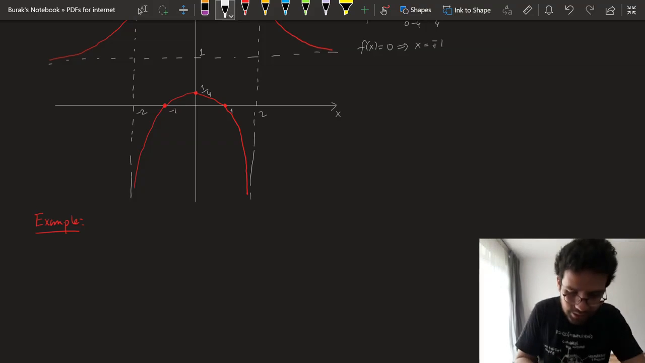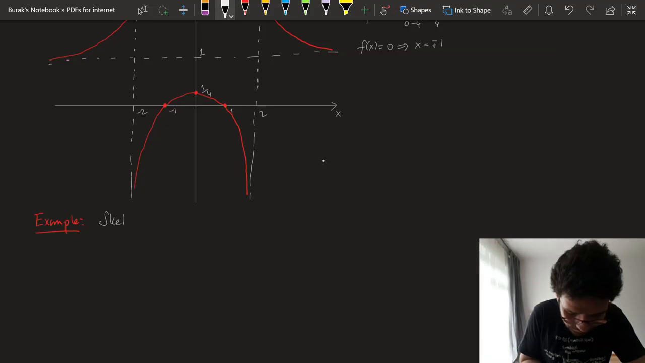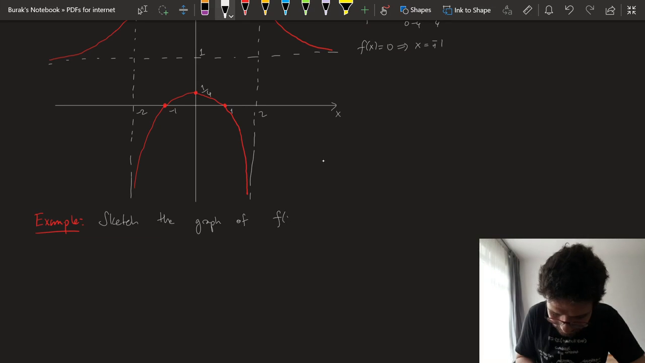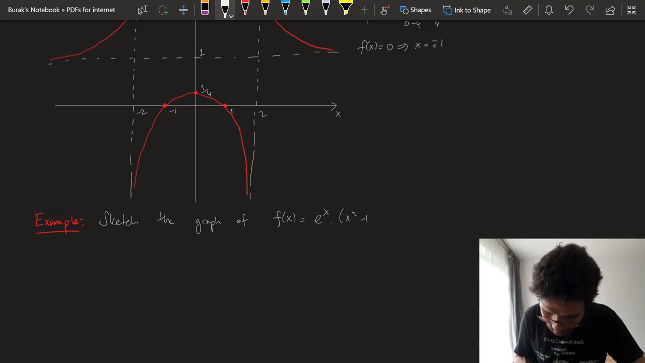Example is sketch the graph of f of x equals e to the power x times x squared minus 1.